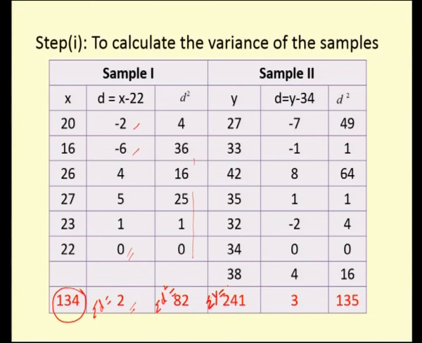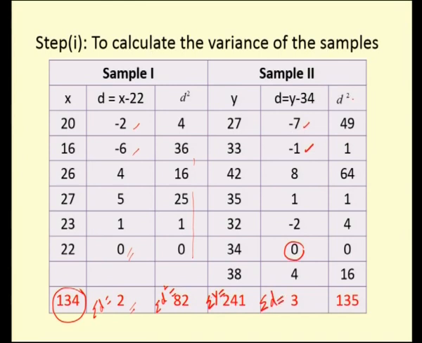Now, in the next column, take the deviation about the value 34. Here you will get 27 minus 34, which is minus 7, 33 minus 34 is minus 1. Proceeding in a similar manner, you can fill in all these columns. You find summation of d is equal to 3.